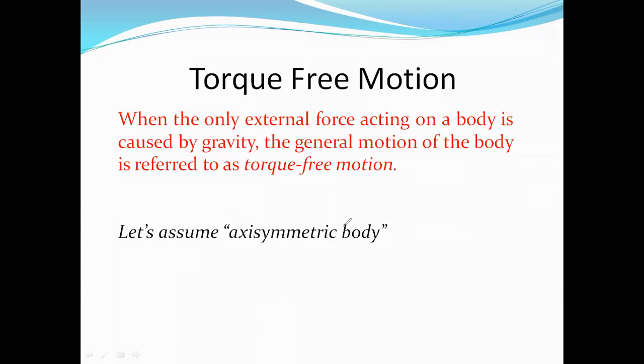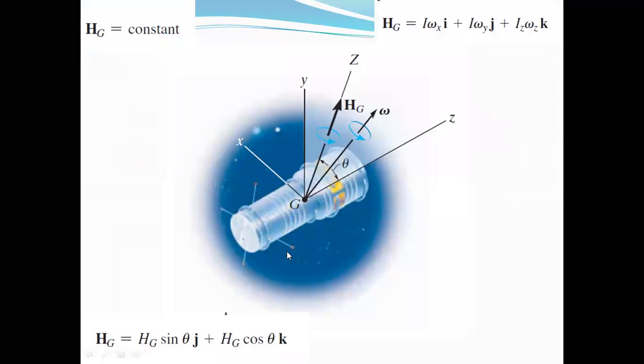Once we study the torque-free motion, let's assume the body to be an axisymmetric body. The body is symmetric about some axis. That is what I mean to say. Let's study this torque-free motion over this body as is given in your textbook.